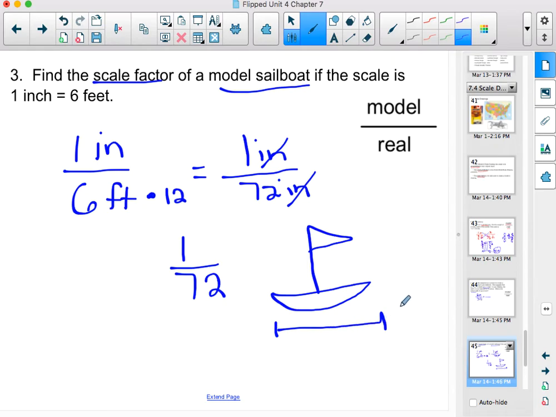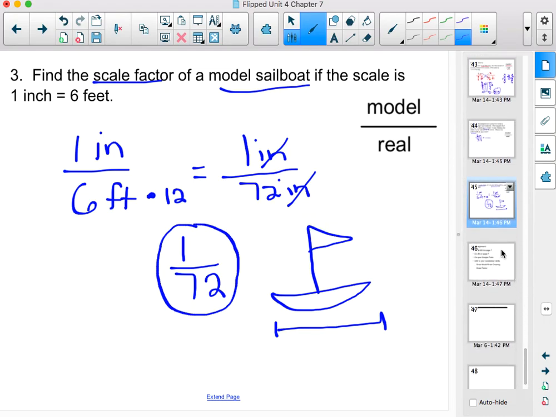Don't worry, we'll talk more about this tomorrow, but just remember the steps are get it to the same units. Once you have the same units in the numerator and denominator, you can cancel them out, and that means that this ratio is the scale factor.